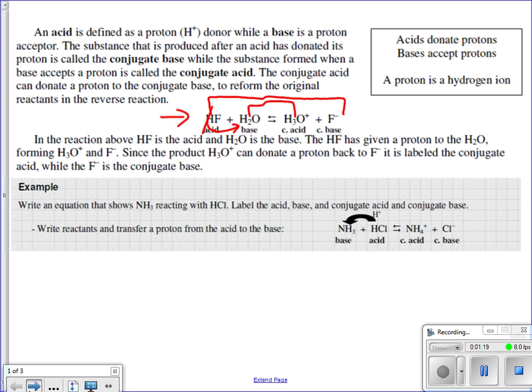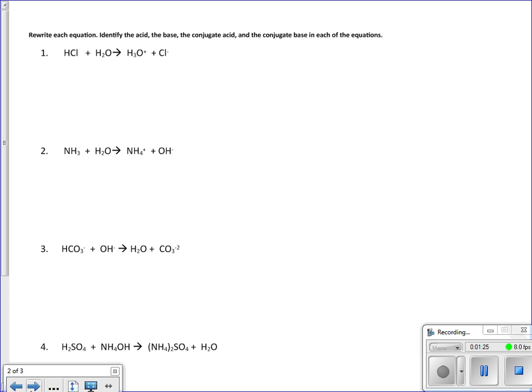All right, rewrite each equation. Identify the acid, the base, the conjugate acid, and the conjugate base in each of these equations. Since I'm not doing mine on the worksheet, I'm just going to label them, not rewrite them out. So number 1, HCl, hydrochloric acid. We learned how to name acids back in chapter 7, so if you need to, flip back there. HCl is our acid. That makes H2O our base. You have to be careful with water. Water is called amphoteric, so it can act as an acid or a base. It just depends on what you're mixing it with.